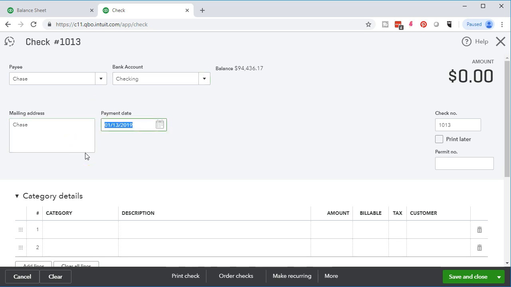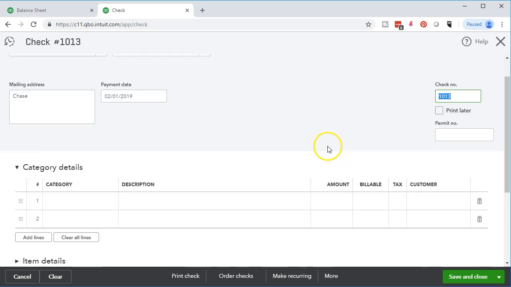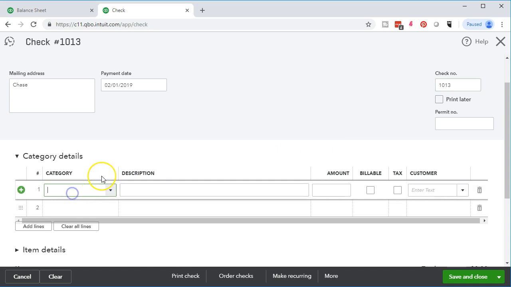The date is going to be the February, so 02/01/19. We're going to say that this is the first payment that we're going to make, which in essence was for the end of January that we're going to make at the first day of February. Then we're going to say the check number looks good. We're going to go down to the accounts now.